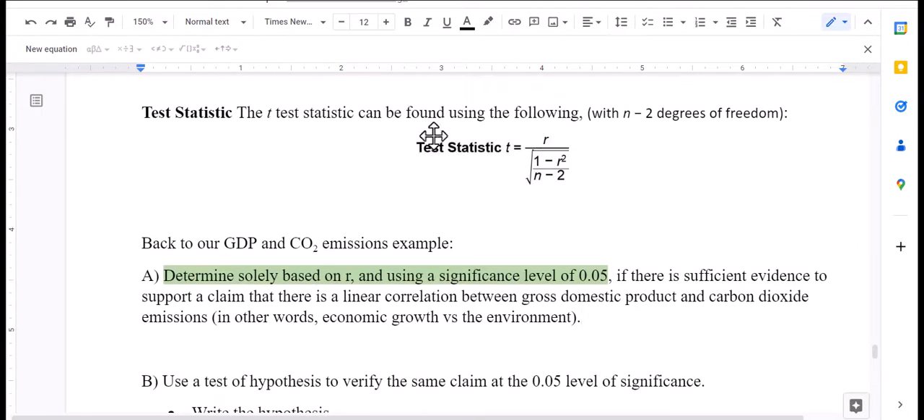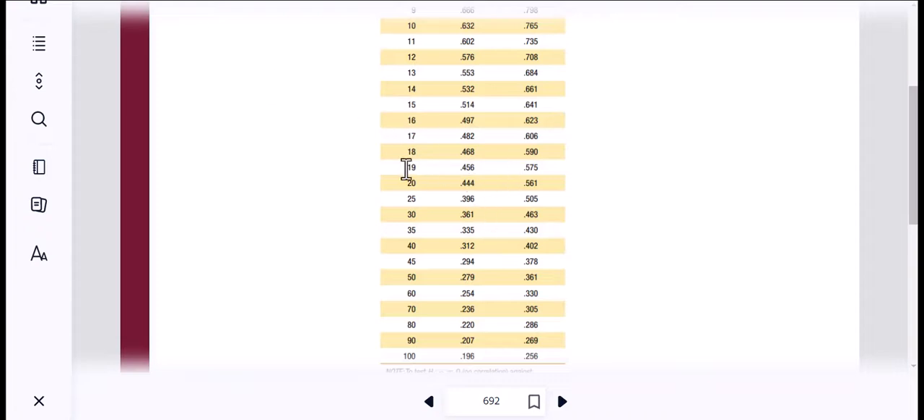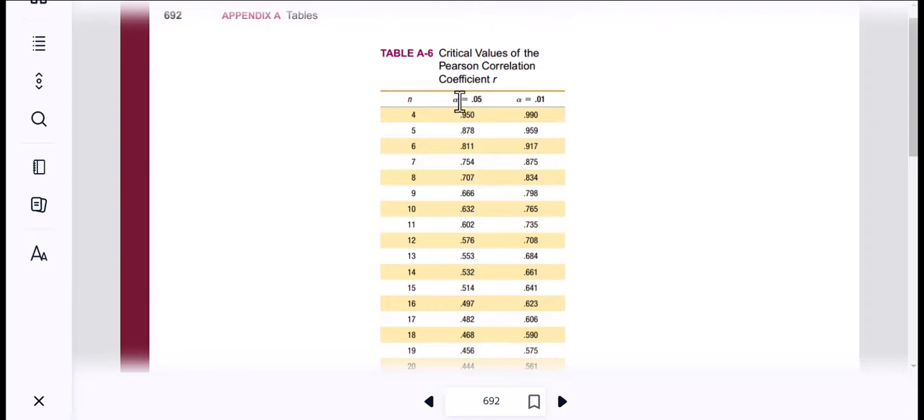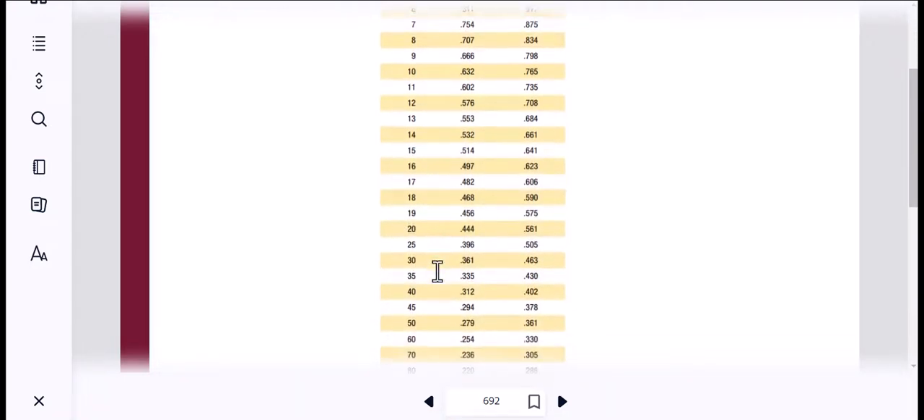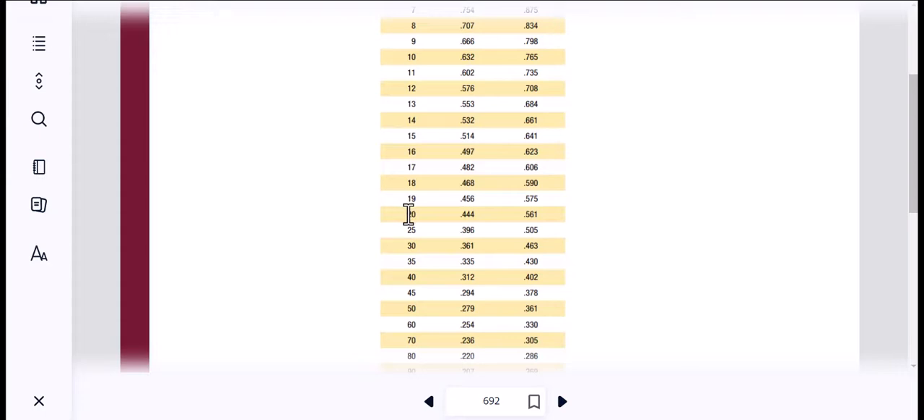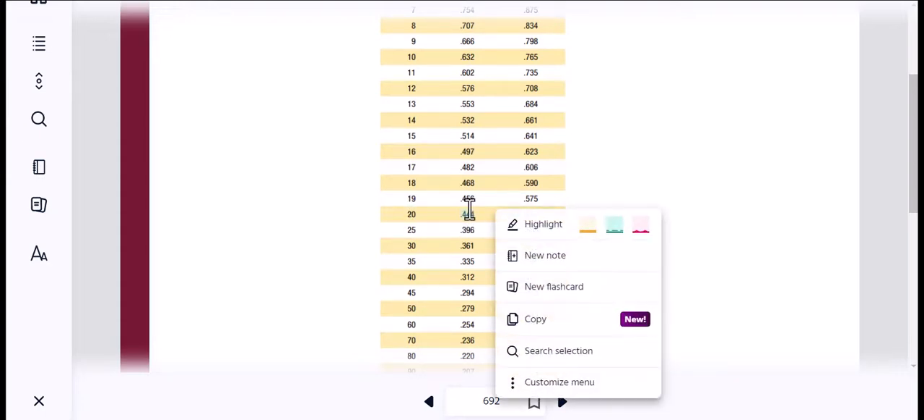So because we have 22 here, our degrees of freedom will be 20. So we're going to go to 20 and 0.05 level of significance. So notice here critical values of the Pearson correlation coefficient are. So our degrees of freedom will be 20, right? 22 minus 2 is 20. And so our critical value is 0.444. So let's take that to our notes.